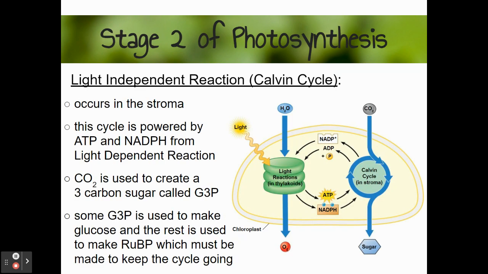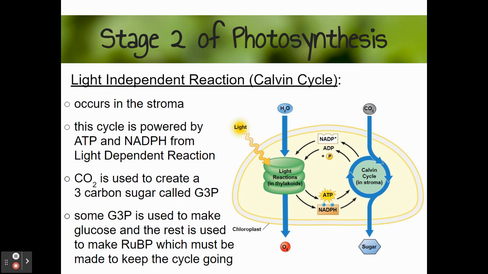And you can think of those as being like little batteries, like rechargeable batteries that just got charged up using the sun. Stage 2 of photosynthesis is called the light-independent reaction, also the Calvin cycle, and this is happening in the stroma of the chloroplast, and this whole process is going to be run by those battery-like molecules that just got charged up using the sun in the light-dependent reaction.